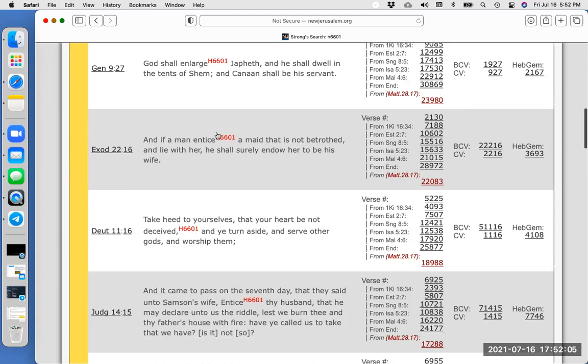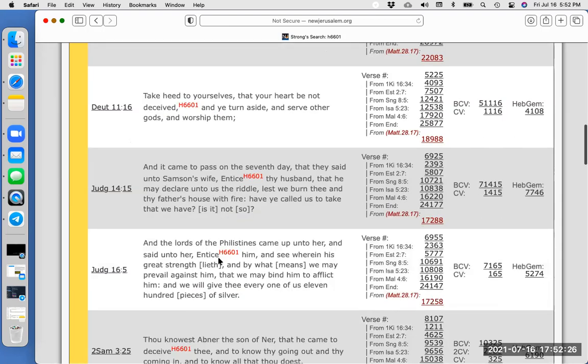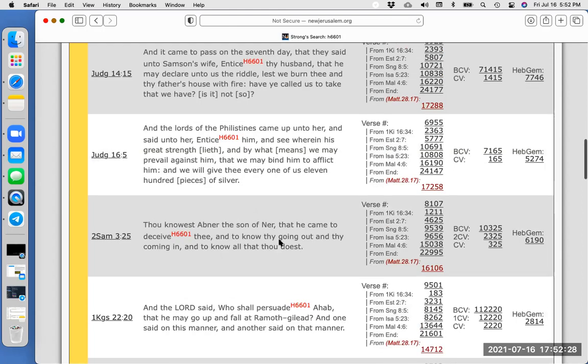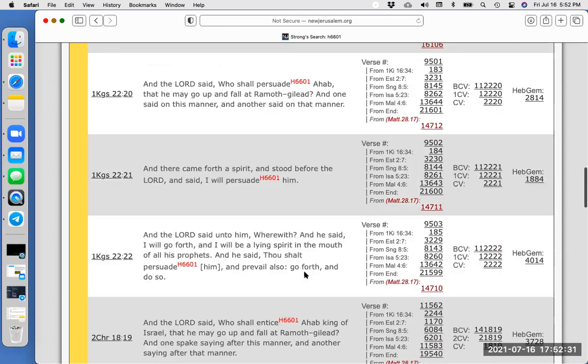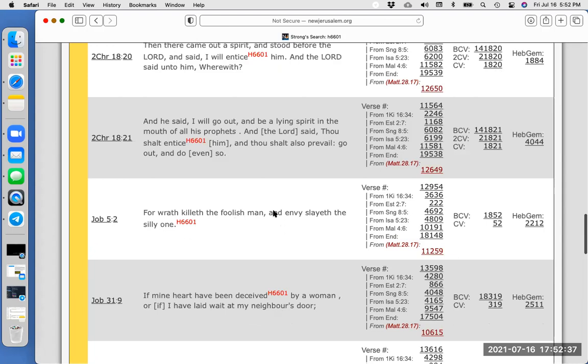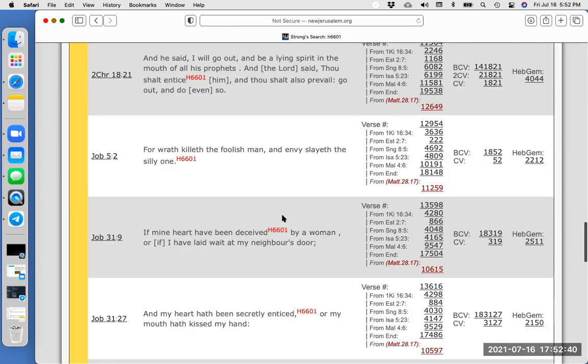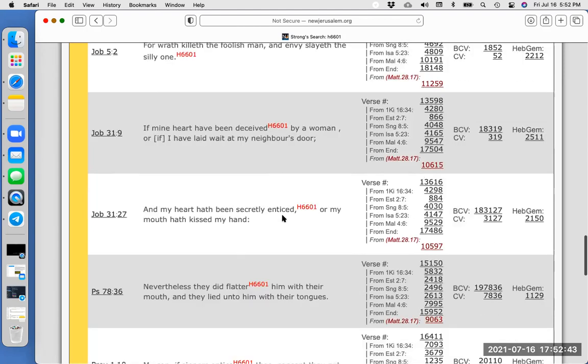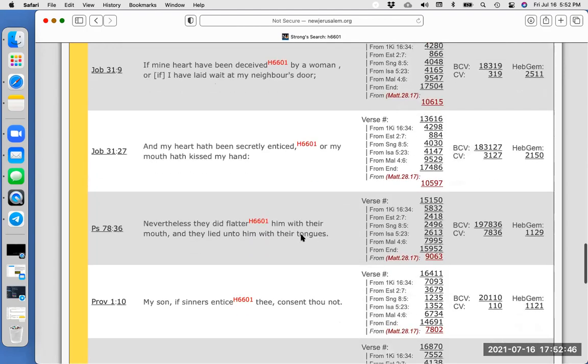Here's entice, same word, used in a negative way. You see that simple one that was diluted in a sinister way. Here it is. And down here, deceived. Same exact Hebrew word. One's positive, the other's negative. Negative, negative. Look at all the negative references. The silly one, the foolish man. Wow, there's a warning here. That's what you're seeing, a lot of warning against being deceived.